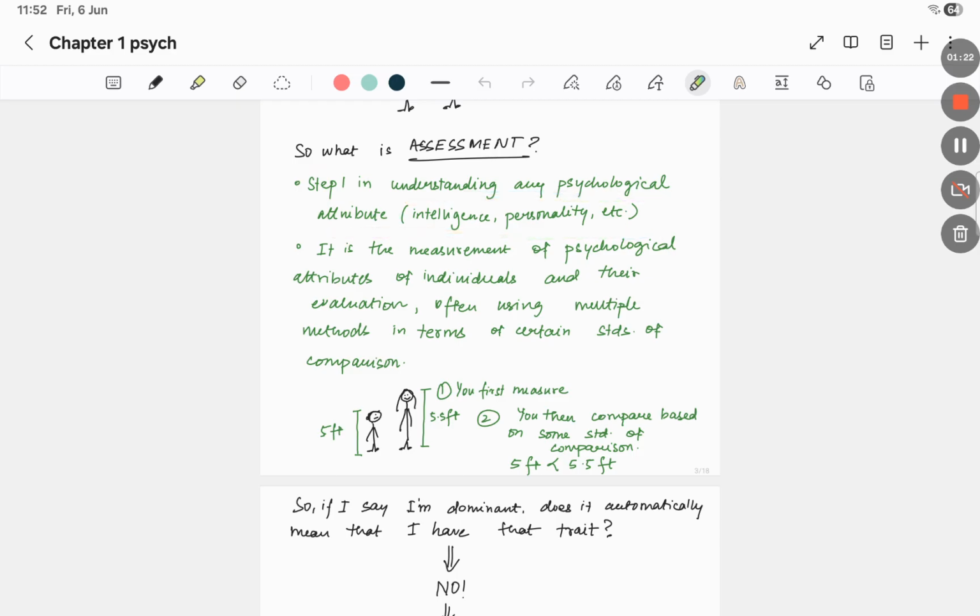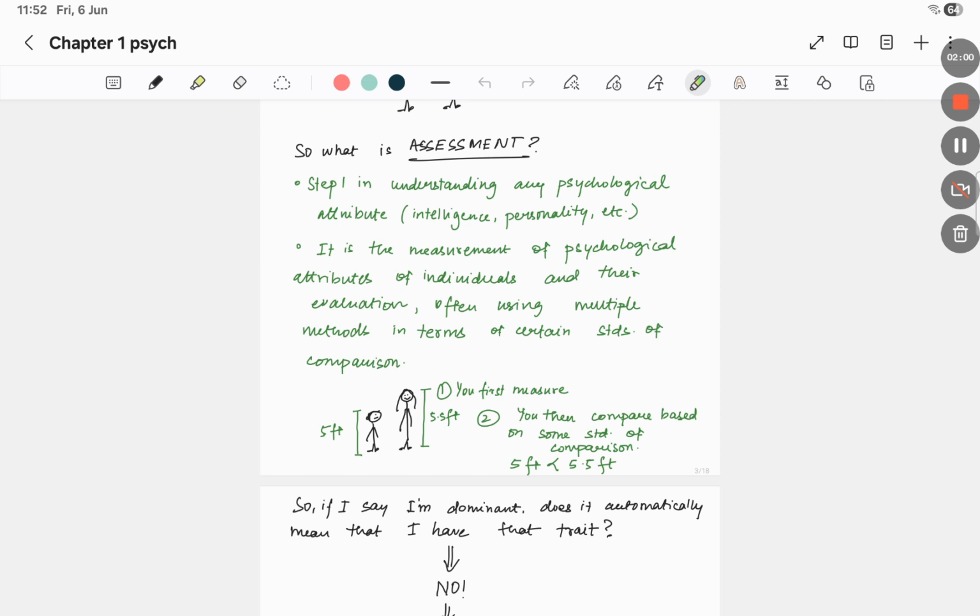So let's say, for example, height. Height is not a psychological attribute. I'm just giving an example. So when you want to compare your height with your friends' height, what do you do? You first measure each of your heights, and then using a scale you compare who is taller, who is shorter, right? Similarly, for comparing psychological attributes such as intelligence, personality, you need to assess it, right? So it is step number 1 in understanding any psychological attribute. So to understand any psychological attribute, you first need to assess that attribute.